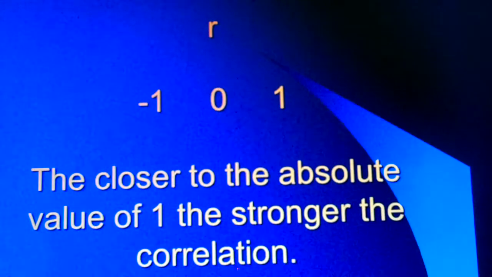Correlations are on the scale that you see here, from -1 to 1, with 0 in the middle. The closer the Pearson is to the absolute value of 1, the stronger the correlation. Absolute means the sign does not matter. A -1 is as strong as a 1.